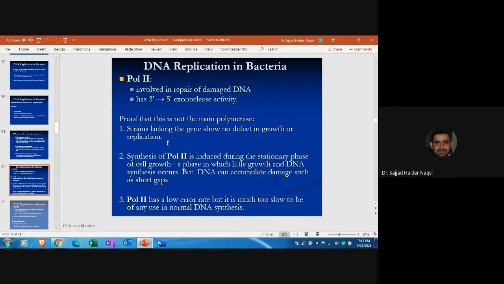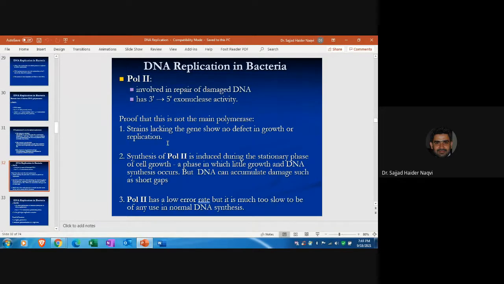The second kind is polymerase 2. It also has two functions. Number one, it is involved in the repair of damaged DNA, just like polymerase 1. And it also has 3' to 5' exonuclease activity, which is a kind of proofreading activity.